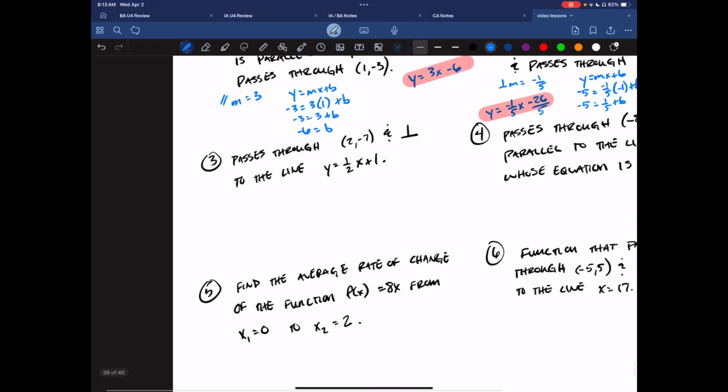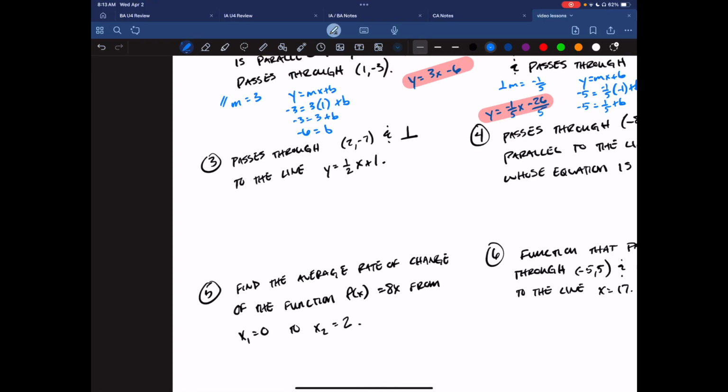So number three, passes through (2, negative 7) and is perpendicular to this line. Well, a perpendicular slope from this is going to be negative 2. Okay, I flip it and change the sign. So I got y equals mx plus b. You have negative 7 equals negative 2 times 2 plus b. Right, you got negative 7 equals negative 4 plus b. Okay, and then add 4 to both sides. It's going to be negative 3. And so y equals negative 2x minus 3.